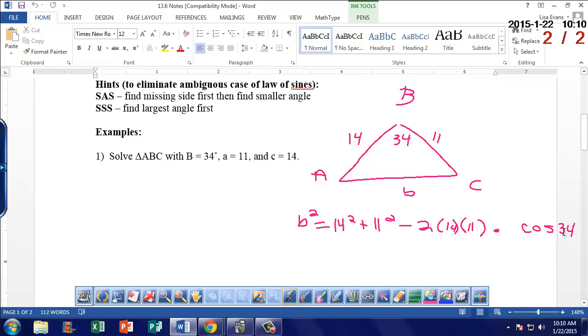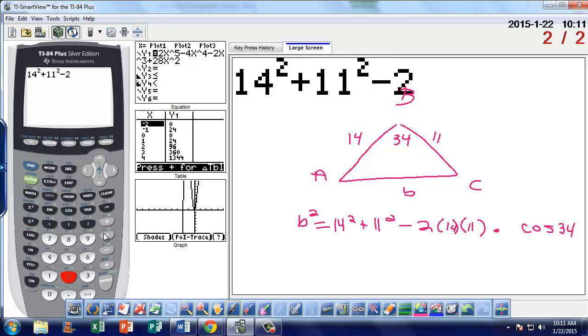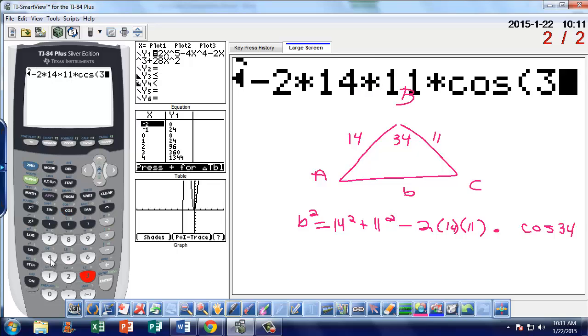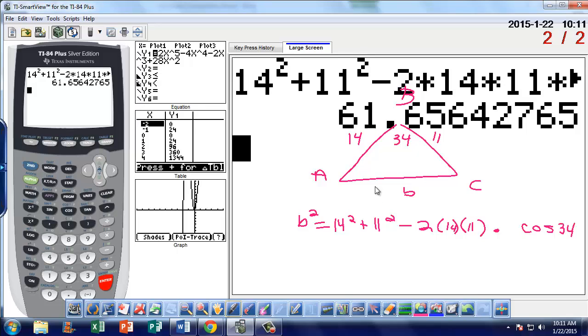Now be very, very careful when you do this math. If you punch it into your calculator the way you see it, you'll be fine. So let's go ahead and do that. So I'm going to do 14 squared plus 11 squared minus 2 times, be careful here, 14 times 11. It's times cosine of 34. Some people want to put a plus or minus there. So this whole part is all multiplication. Hit enter. Okay, now what you found was b squared. We got b squared to be 61.6564. Keep 4 decimal places.